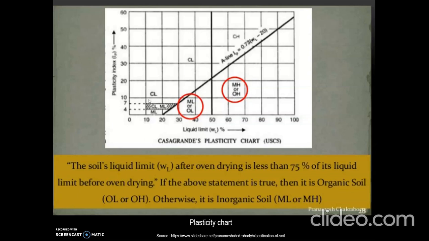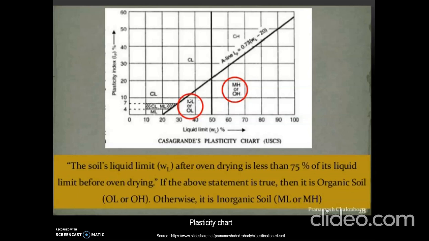CL stands for clay soil with low plasticity. CH stands for clay soil with high plasticity. ML stands for silty soil with low plasticity. OL stands for organic soil with low plasticity. Similarly, MH stands for silty soil with high plasticity, and OH stands for organic soil with high plasticity.